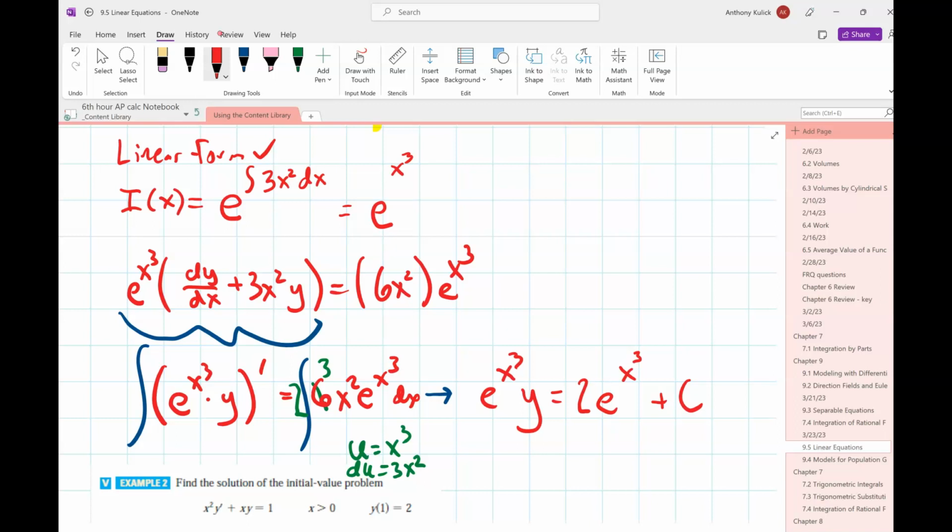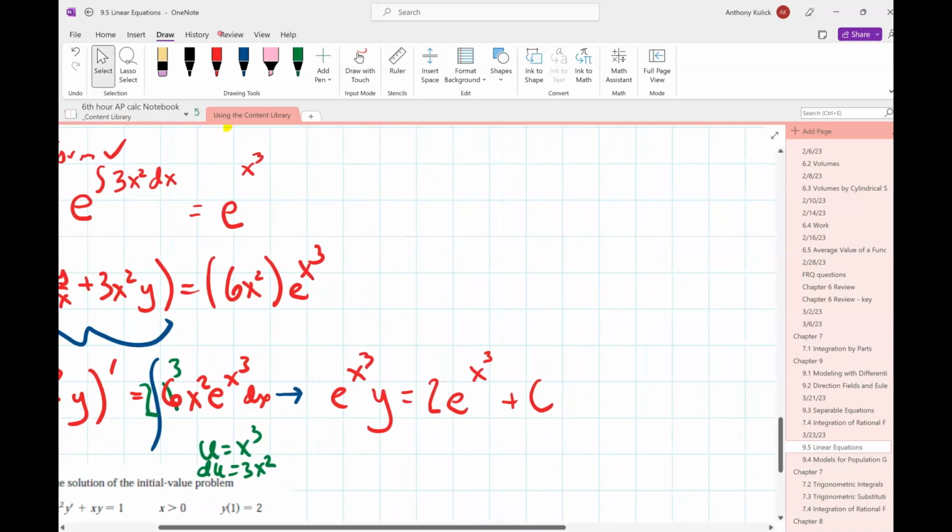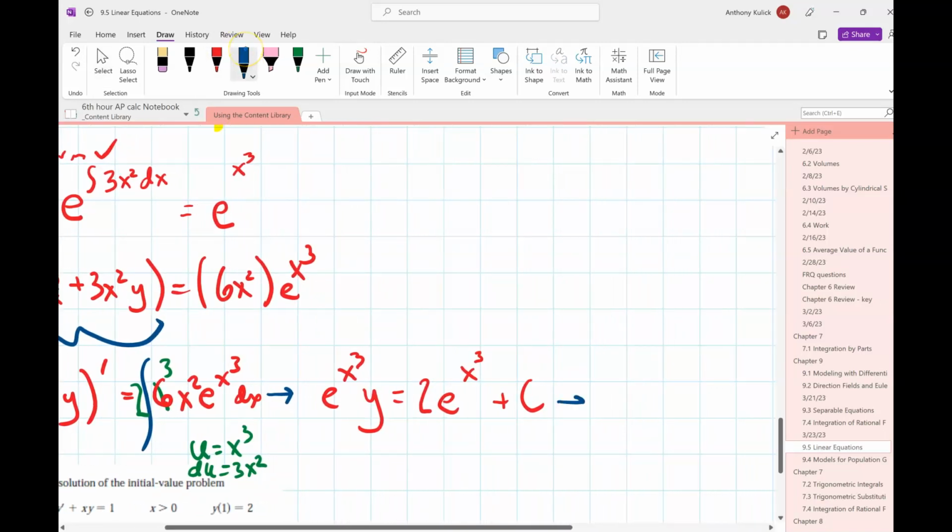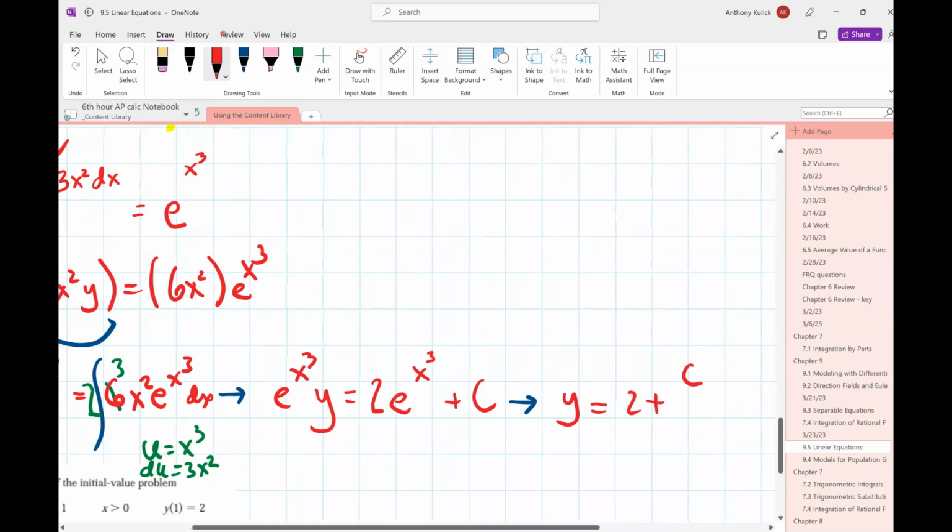And then my last step to get the y by itself would be to not subtract, divide. Yeah. So when I divide 2e to the x to the third, those cancel out. But I also have to divide the c by it.